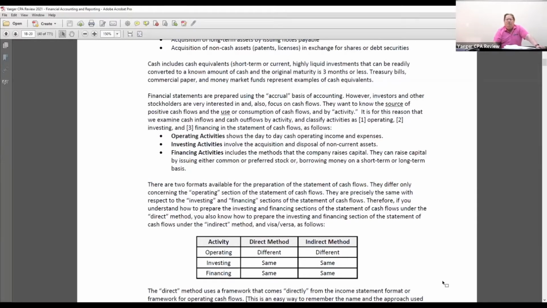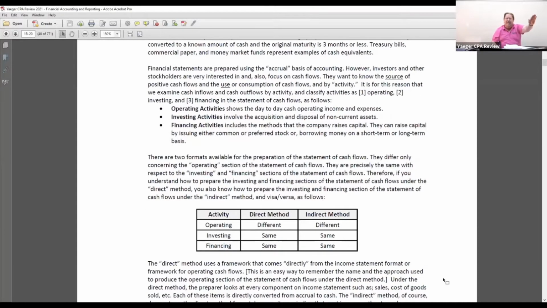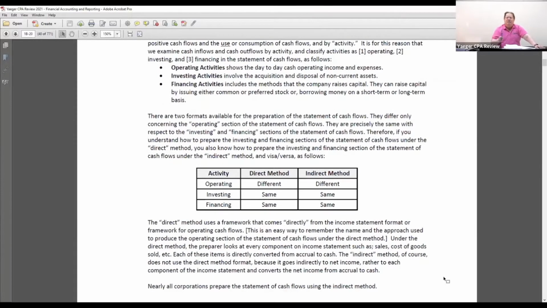Now, the first format is called the indirect method. What does the indirect method do? It takes your net income, which is the day-to-day operations, and converts it from accrual, because remember, net income must be on an accrual basis according to GAAP, but you have to convert that net income from accrual to cash. And I'll show you how you do that. Then the investing activities and the financing are the same under the indirect method.